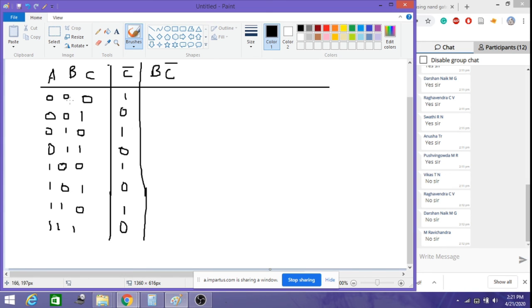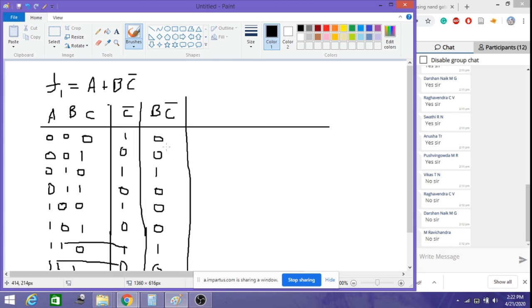Then b into c bar, so this is my b, so there is 0 into 1 is 0, 0 into 0 is 0, 1 into 1 is 1, 1 into 0 is 0, 0 into 1 is 0, and 0 into 0 is 0, and here 1 into 1 is 1, then here that is 1 into 0 is 0. So I got this.